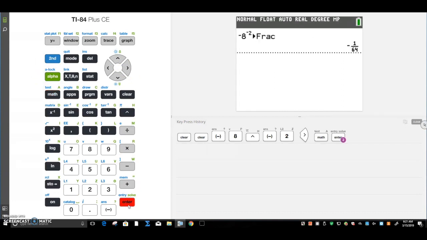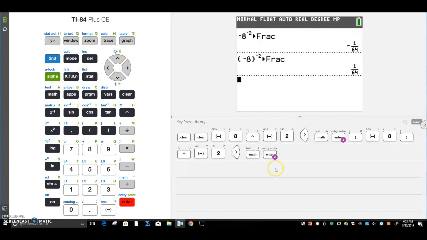So we have negative 1 over 64. Now I'm going to do it with parentheses around the negative 8. So that would be negative 8 to the negative 2 power. Notice the sign difference. With parentheses and without parentheses will give you two different signs. That's why it's important to type it in as shown, because it could give you a very different sign.